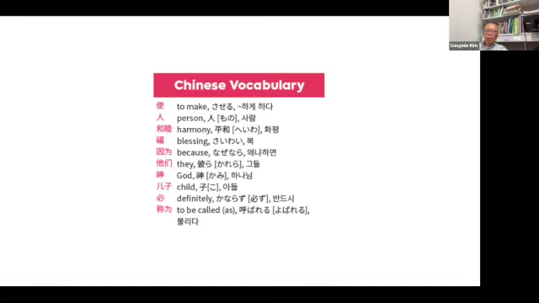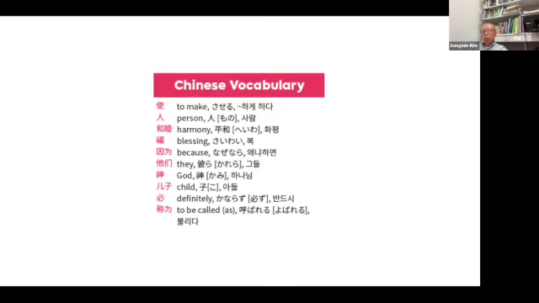And 神, God, 神, 하나님. And then 儿子, child, 子, 자녀. Must, definitely, 必ず, 반드시. 称为, to be called. 呼ばれる, 불리다.